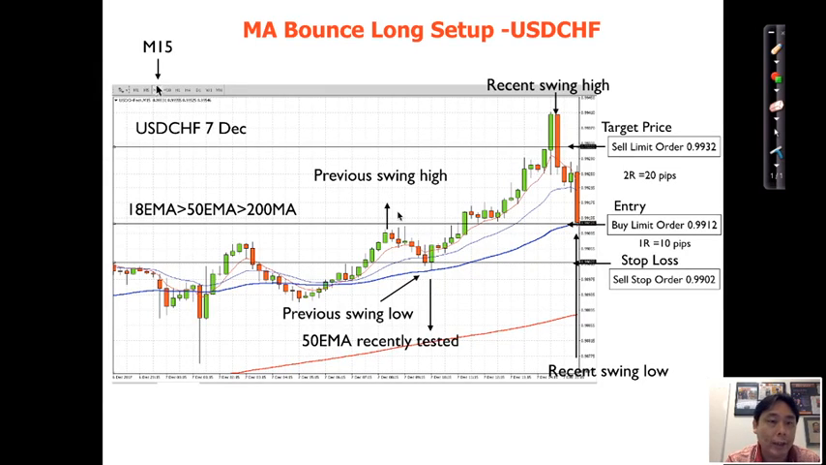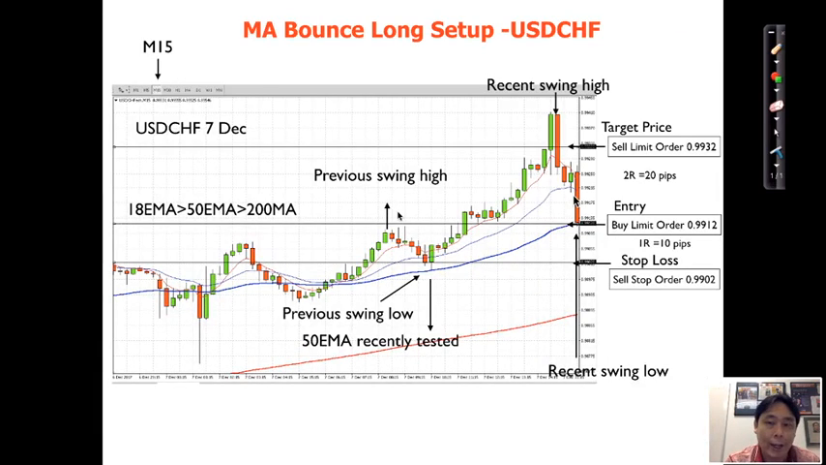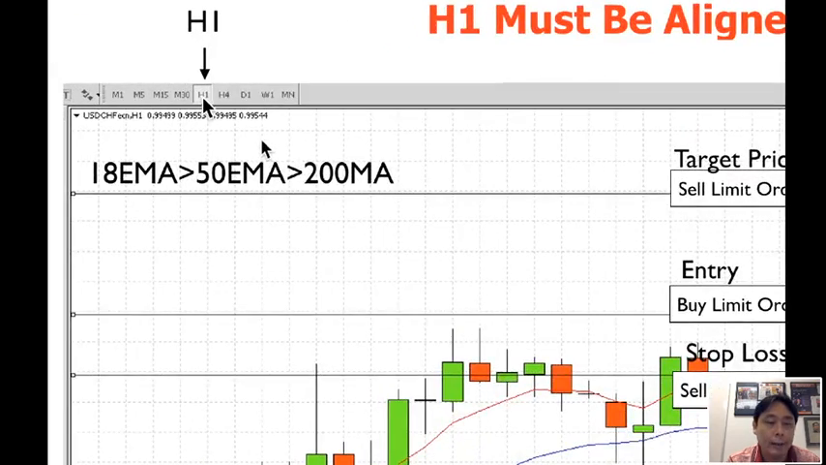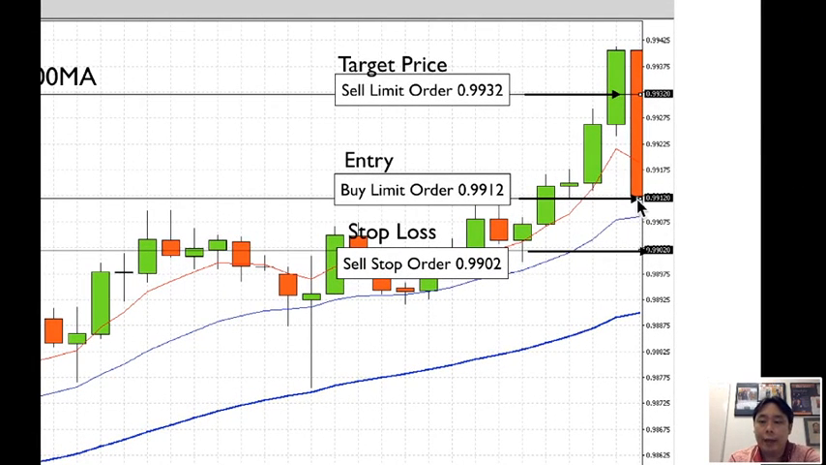So again, always check the hourly candles to confirm alignment. So go to the H1. And again, on the hourly candles, we must see that uptrend pattern as well. 18 above 50, 50 above 200. Clear uptrend. You can't see the 200 here, it's below the chart, but it is above, all right? Our intended entry price is 9912, stop loss at 9902, profit target at 9932.